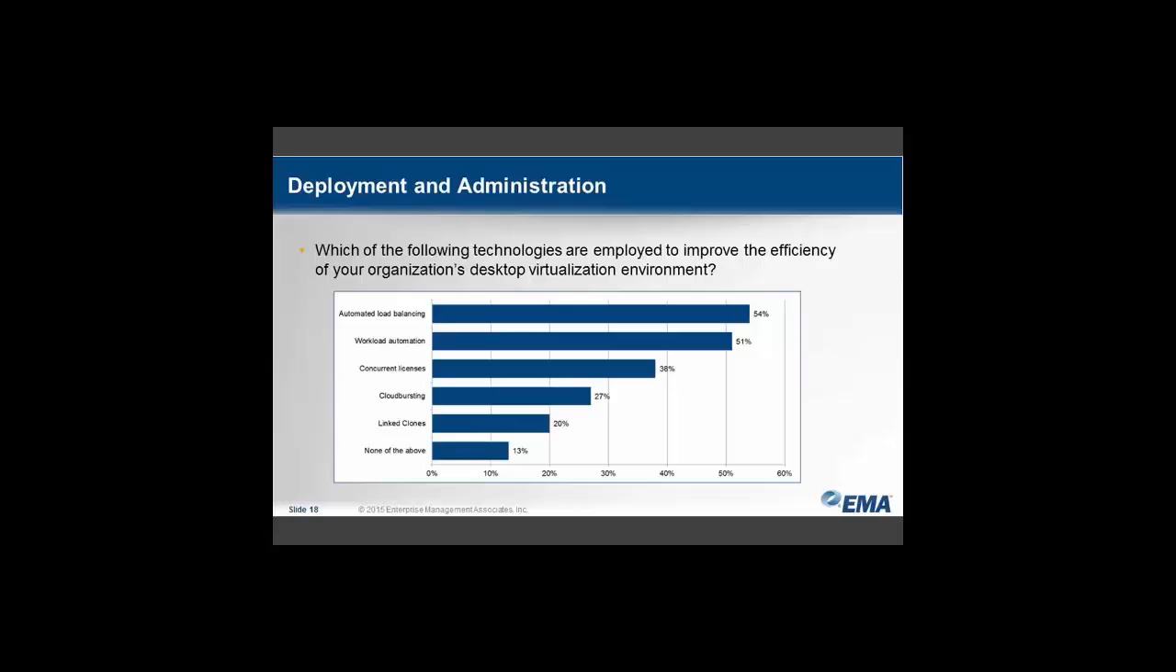Concurrent licensing allows multiple users to share common licenses as long as they don't use them at the same time. Now, for instance, in a follow-the-sun support environment, cloud bursting will allow virtual desktops to be moved or spawned to a remote cloud when local server processing, memory, or storage resource thresholds have been exceeded.